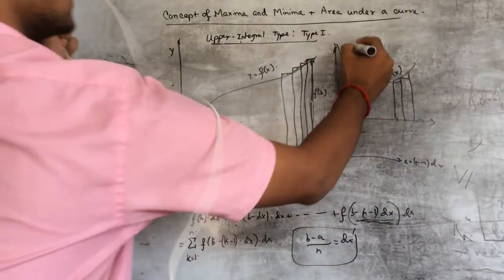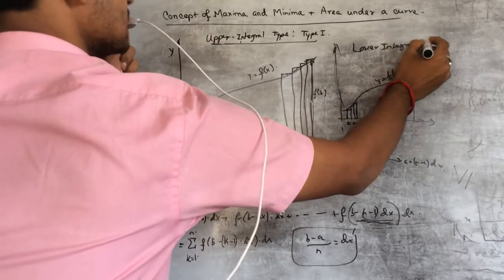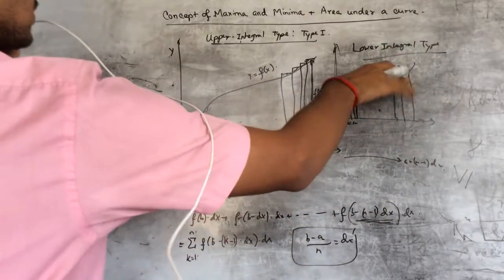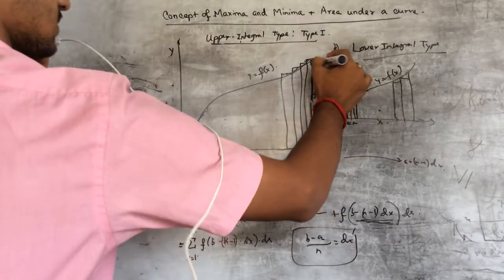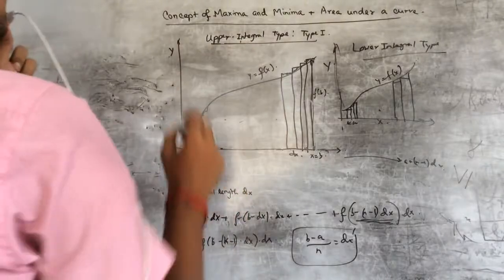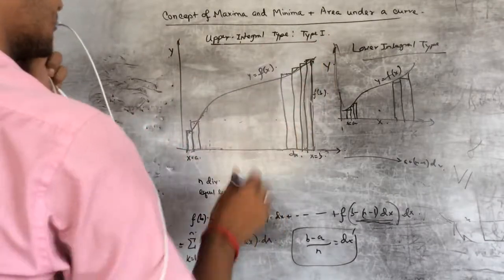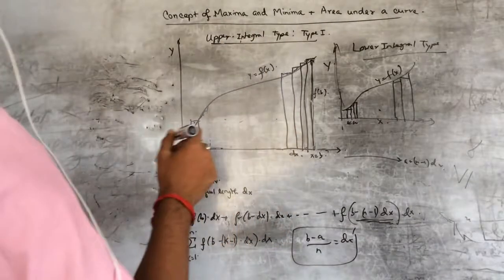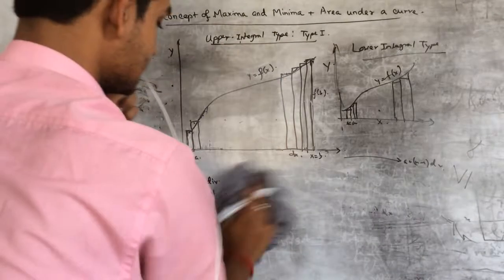So the lower integral type is giving us a lesser area than the actual area under the function, and the upper integral type is giving us somewhat more than the actual area under the curve. So we can use a technique here to say, actually, let's say, I'm writing it here.